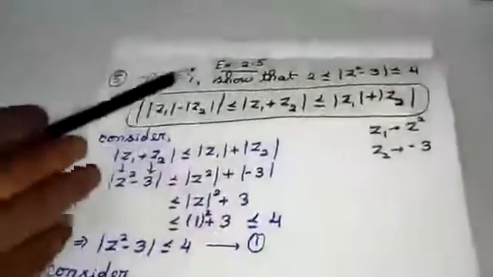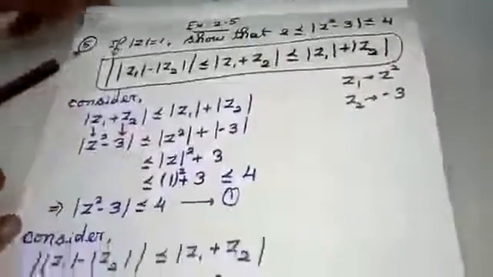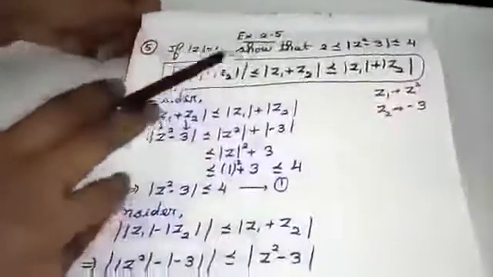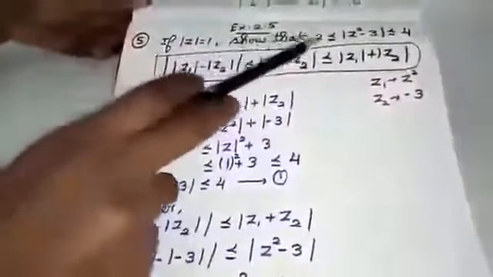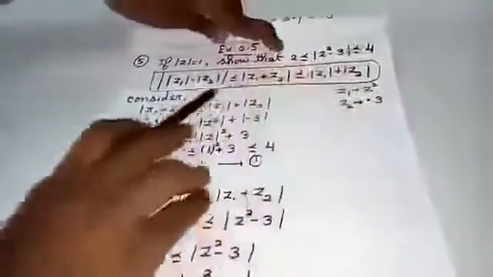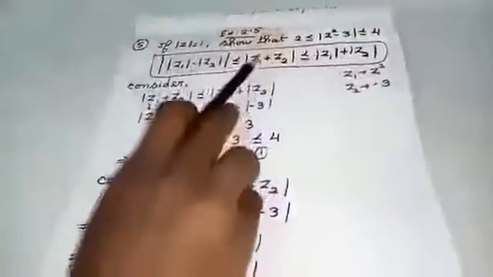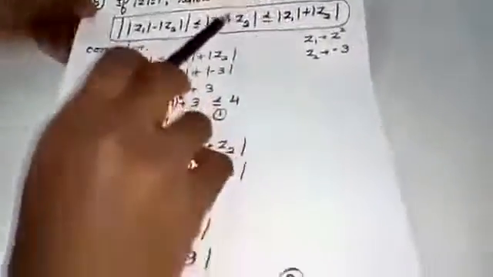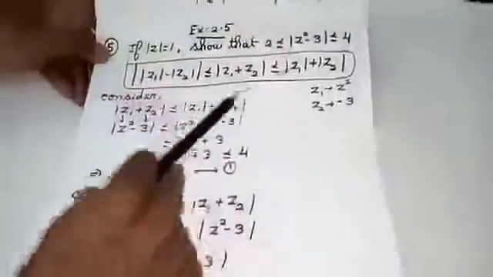Exercise 2.5, fifth sum. What is the question given here, students? If modulus of z equal to 1, they are asking you to show that 2 less than or equal to modulus of z square minus 3 less than or equal to 4. We are going to use the property which is used in the fourth sum. The same thing I am going to take here. I am going to take this part first.